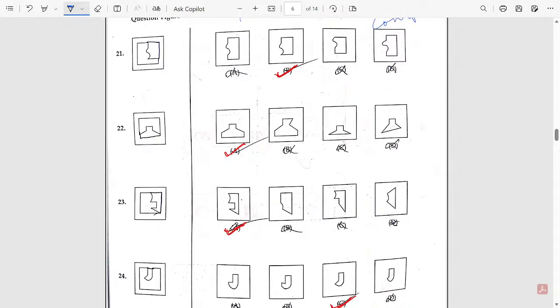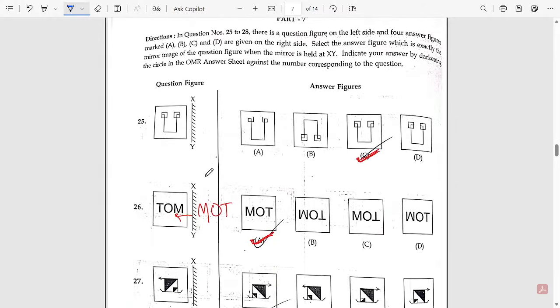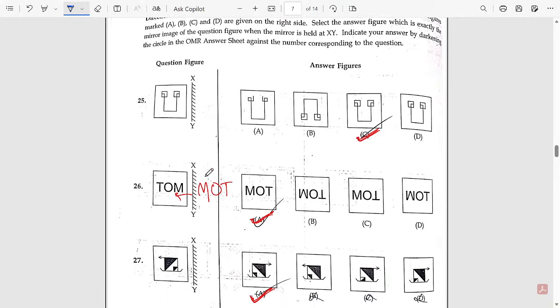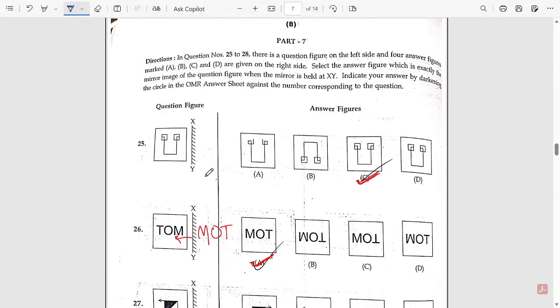Now let us go to part 7. In part 7, it will be mirror images. We have to find the mirror image. Here, for the 25th question, what is the answer? A mirror image will look the same, so the answer is option C.